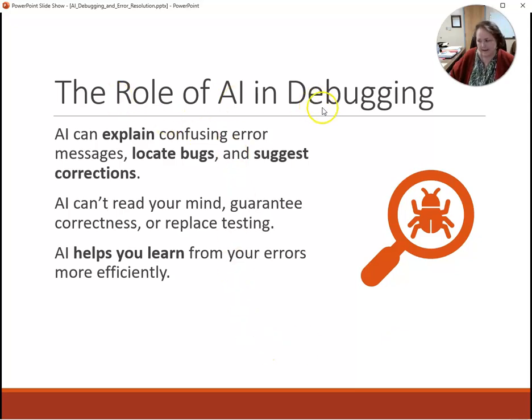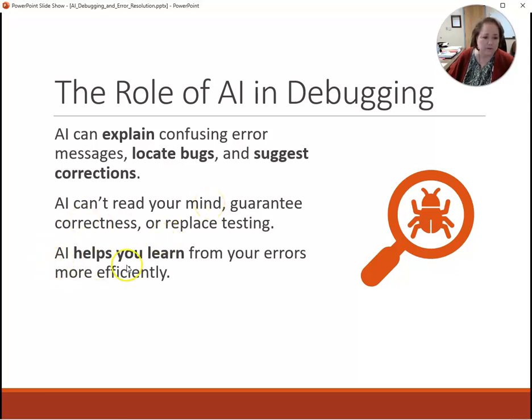So the role of AI in a debugging situation is, as we've been mentioning, AI can explain any confusing error messages. It can help you locate bugs, and it can suggest corrections. It cannot read your mind, obviously, and it also cannot guarantee correctness. It might confidently state a suggested fix, but it may or may not be correct, and you have to test it. It doesn't replace the testing that you have to do yourself of your program to make sure that any fix you implement is actually correct in all situations.